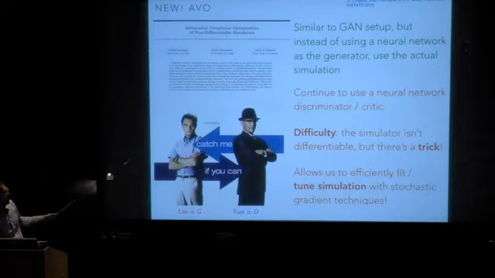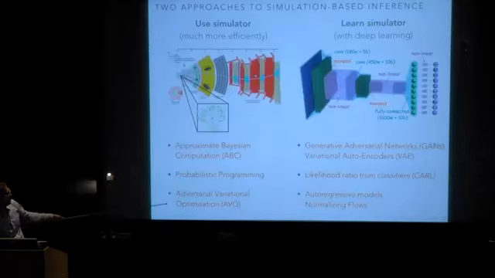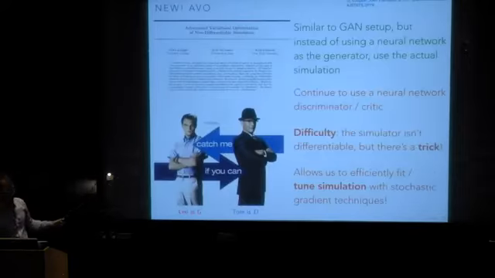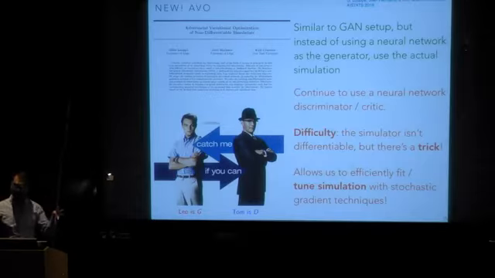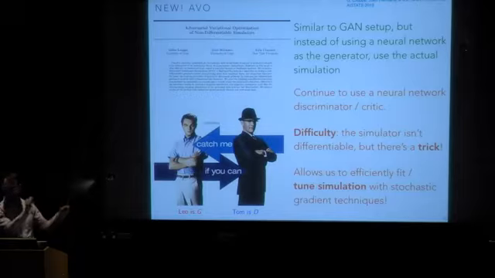So, probabilistic programming. First, adversarial variational optimization. The idea here was, let's just set it up like a GAN. I've got a generator. Does it look like my observed data or not? And I'm going to keep adjusting the parameters of my simulator until it looks like the observed data.